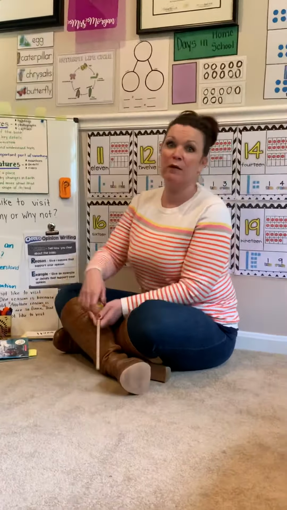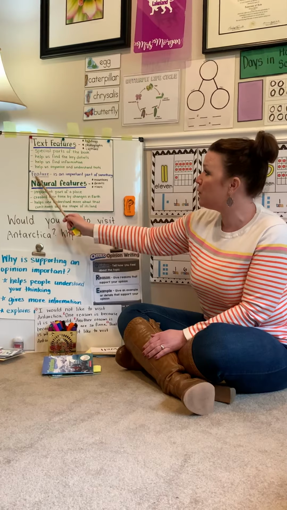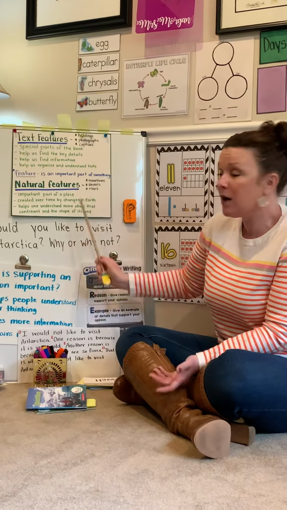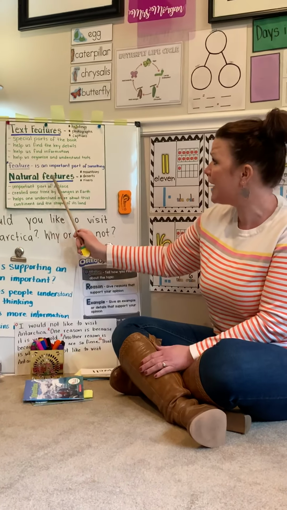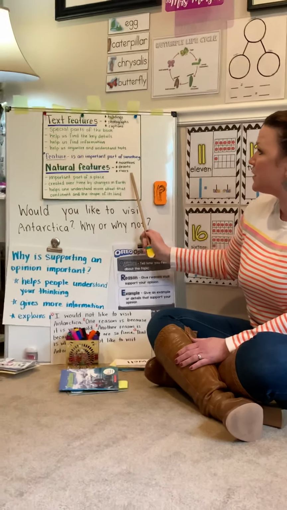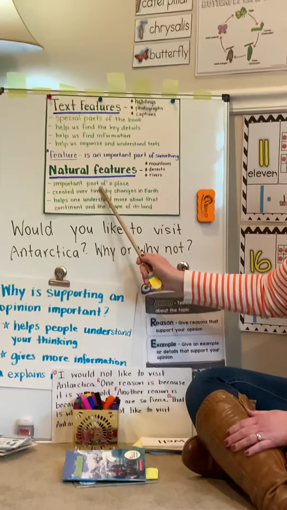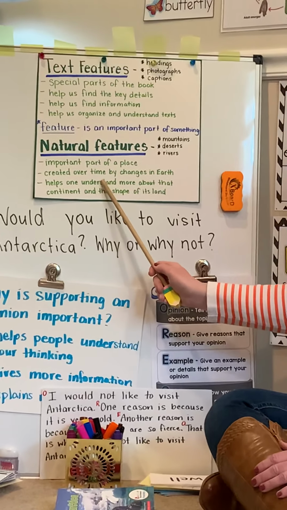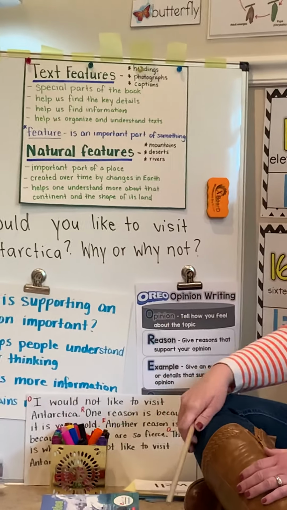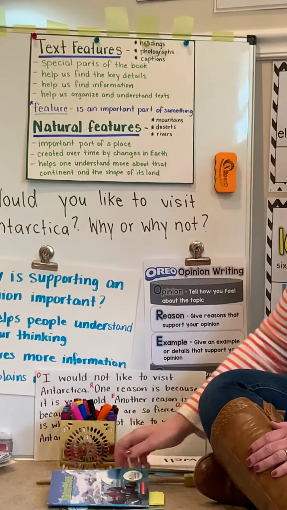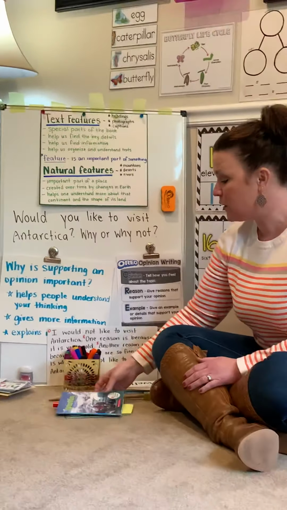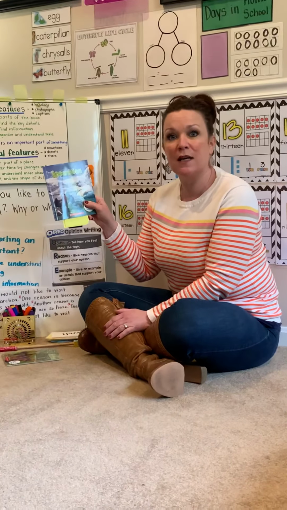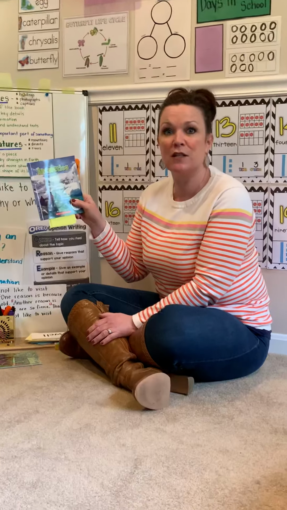We said text features and natural features. Well, what does the word feature mean? As a review, it's an important part of something. Natural features are mountains, deserts, rivers. They're an important part of a place. They're created over time by changes in the earth, and they help one understand more about that continent and its shape of the land. So we're going to understand more about Antarctica today using those text features.